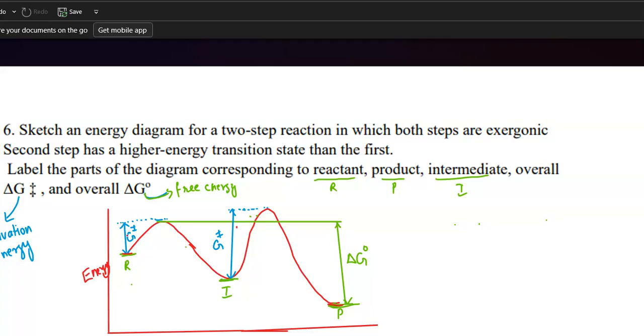The first one looks smaller than the second one, so the first step is a faster step than the second. Okay, so whichever has greater activation energy, that will be the slower step. So it looks like the second step is slower than the first, and so the second step should be your rate determining step also. And then delta G, in this case here we have reactants.